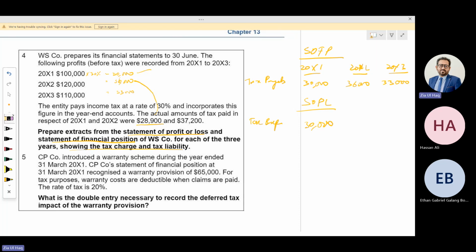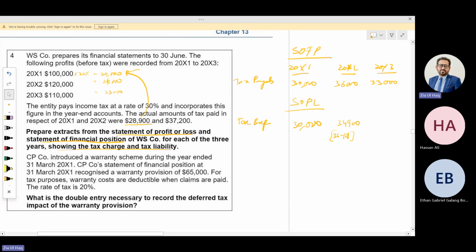Now the difference between year one payment and year one tax is 1,100. So 36,000 minus 1,100 is 34,900, which will be the tax for year 2. This has been calculated as 36 minus 1.1. Sorry, not 11, 1.1.